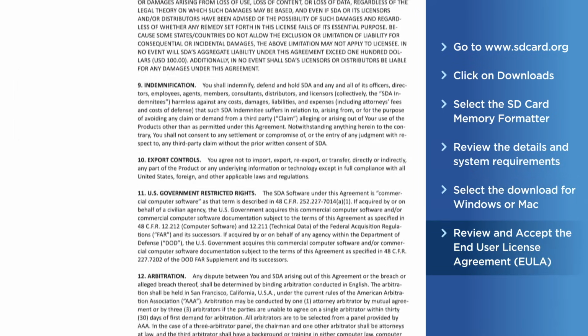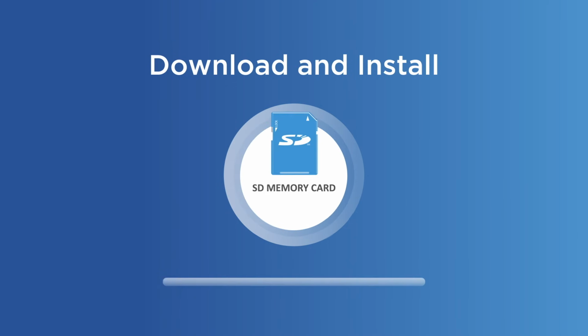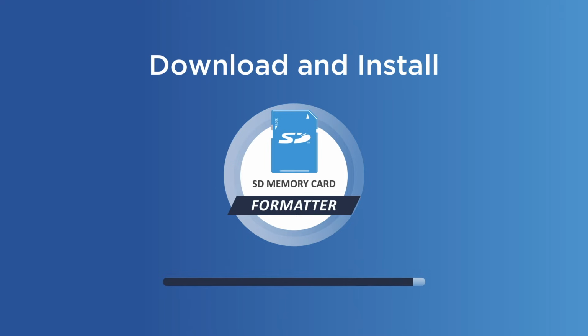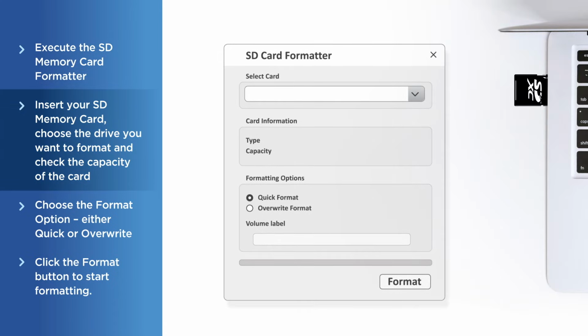Review and accept the end user license agreement. Download and install the SD memory card formatter. Execute the SD memory card formatter. Insert your SD memory card and choose the drive you want to format. Check the capacity of the card shown in the card information.